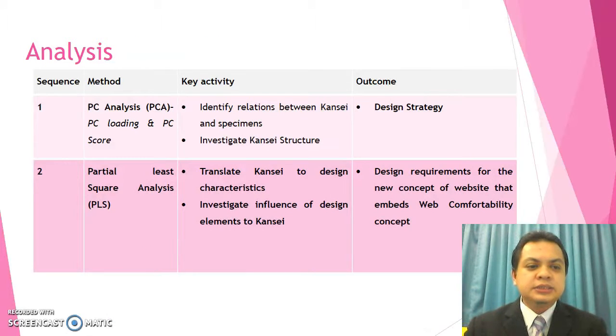So on the analysis, we use two methods. The first one is PCA and the other one is PLS. With PCA, we want to identify the relations between Kansei and specimen. The second one, we want to investigate the Kansei structure. As an outcome, it is a design strategy.